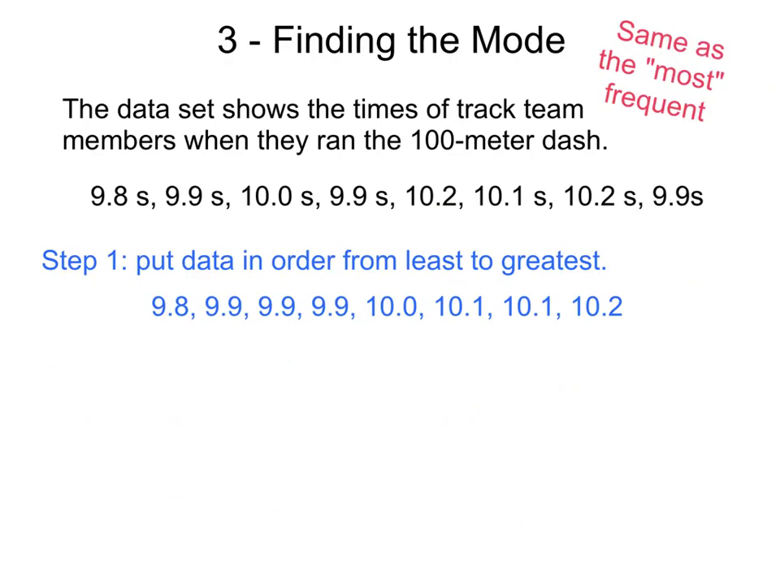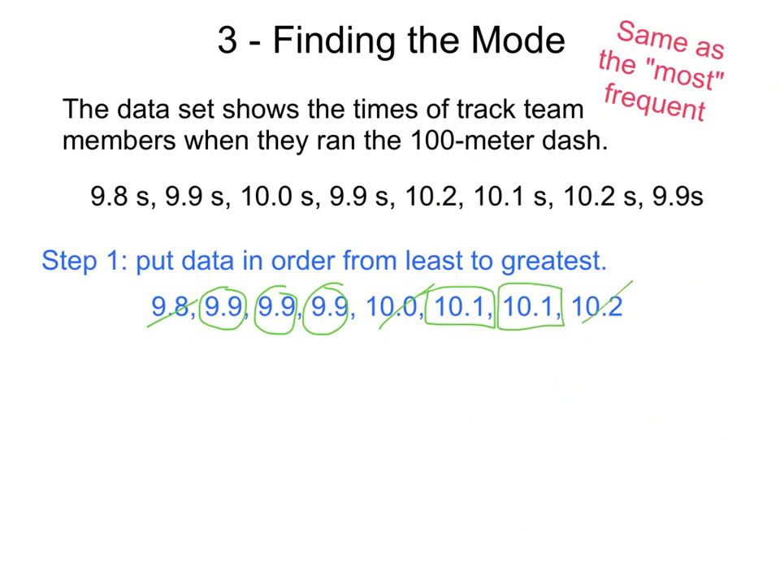We don't need to do this step, but I always think it's nice to be organized because sometimes the more data you have, the easier it is to get lost. So what we want to try to do is find anything that happens more than once. 9.8 only happens once, so we don't have to worry about it. However, we see that 9.9 happens 1, 2, 3 different times. 10 doesn't seem to happen more than once, so it can't be the most. We see that 10.1 happens twice, and 10.2 doesn't happen more than once.